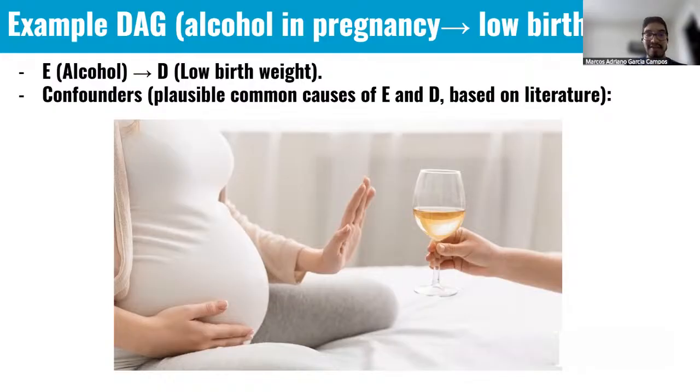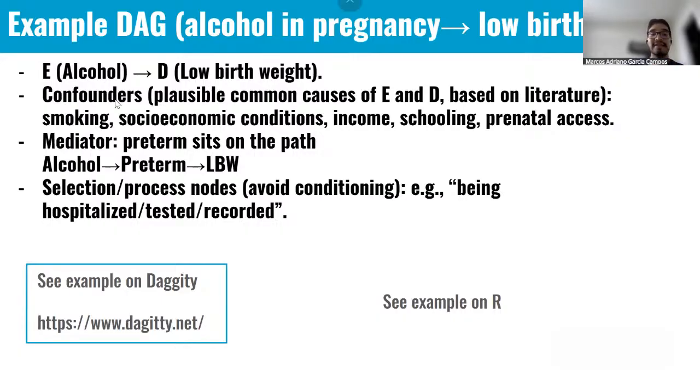Or for example, smoking. If I smoke, I have an association with alcohol. We know that people who smoke usually take more alcohol or other kinds of drugs, but smoking alone can also explain low birth weight. So based on literature, we selected these confounders: smoking, socioeconomic conditions, income, schooling, and prenatal access. This is very interesting, because a woman who doesn't have good prenatal care can have more alcohol intake and can have more low birth weight in a separate way, so they are causing the two at the same time.